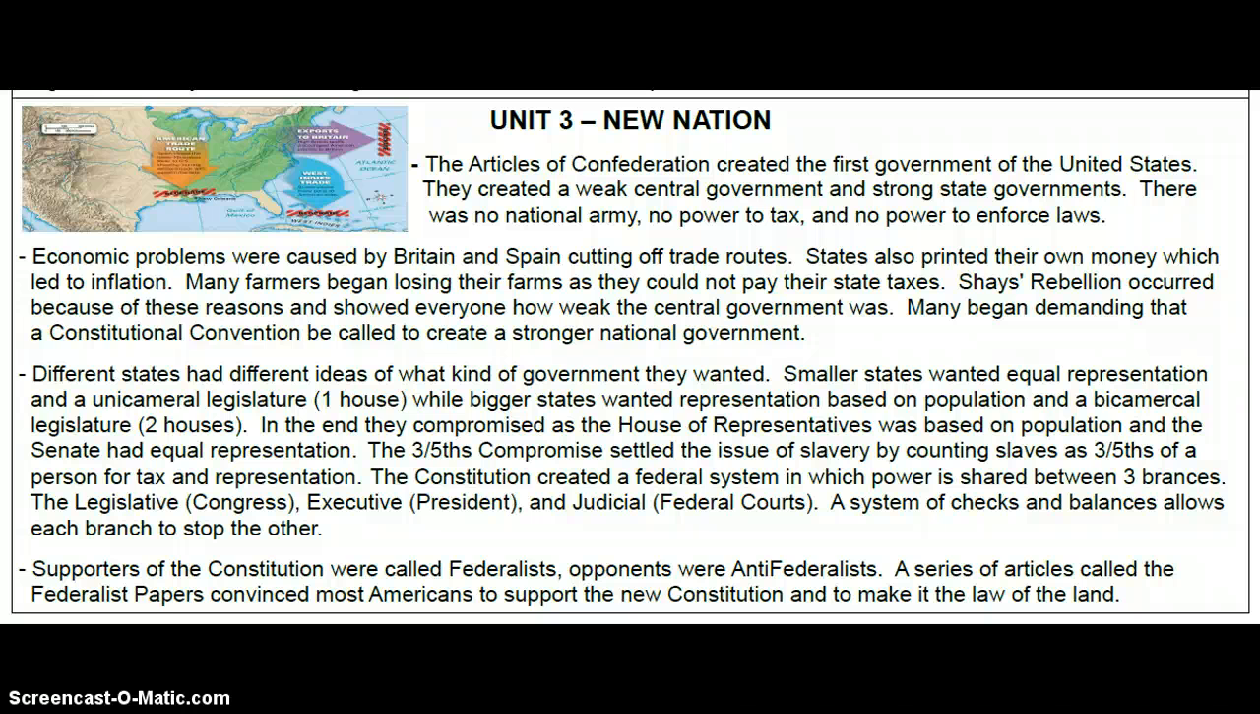The legislative or Congress, executive or president, and judicial or federal courts. A system of checks and balances allows each branch to stop the other.